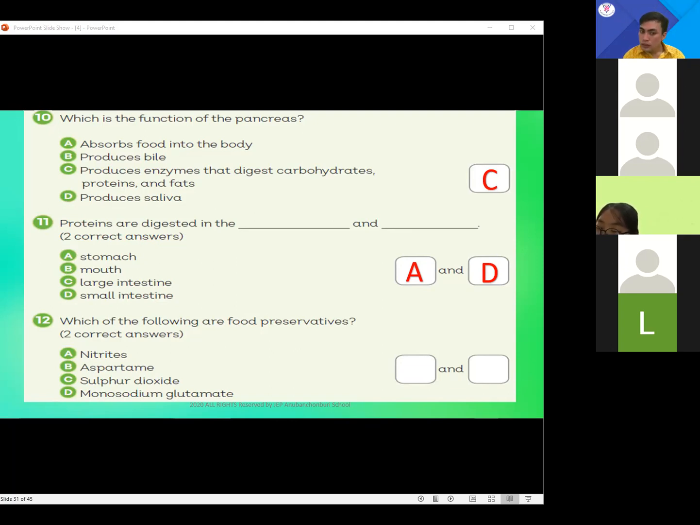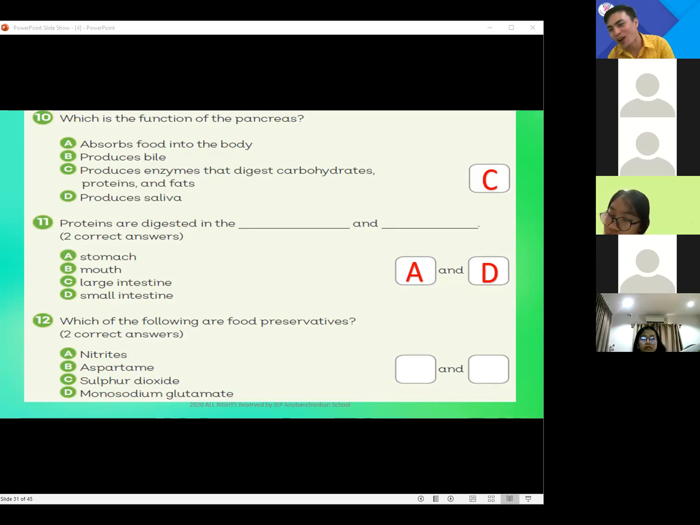Aspartame and sulfur dioxide. Paradi, what's your answer? Aspartame and sulfur dioxide. One is correct, one is wrong. So I will not give you 1 point. Anybody? Nitrites and aspartame. One correct and one wrong as well. Nitrites and sulfur dioxide. Very good. Piradich got this correct. Nitrites and sulfur dioxide. Letter A and letter C. Very, very good. Now let's proceed to question number 13.